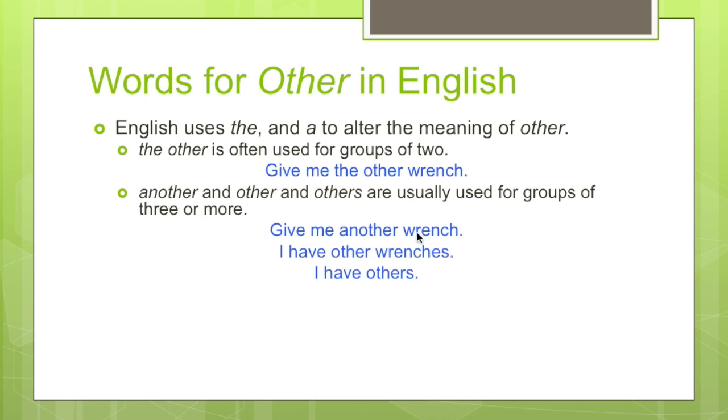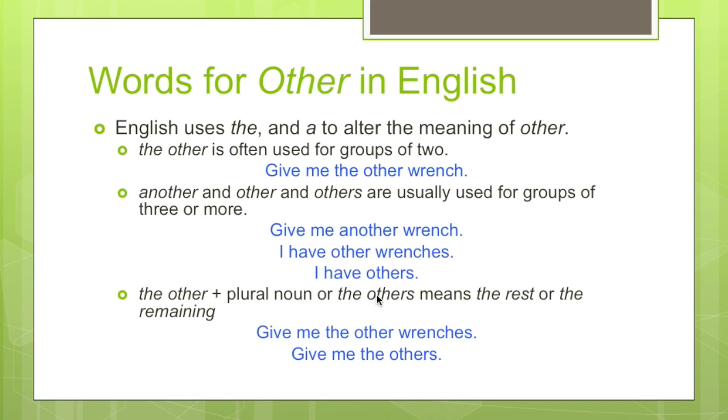If I say give me another wrench, the implication is probably that we have three or more wrenches available and I want another one. If I say I have other wrenches, once again we have a group of three or more wrenches. And if I say I have others, if we're talking about wrenches, I'm probably talking about a group of three or more. Contrast that with the other wrench, which may imply that there are only two wrenches. So we use the to indicate that we're talking about only a group of two, whereas we use an or nothing to indicate that we're talking about a group of three or more.